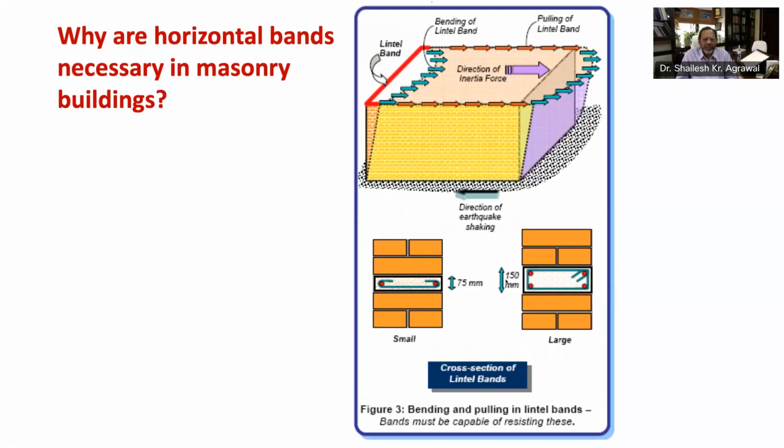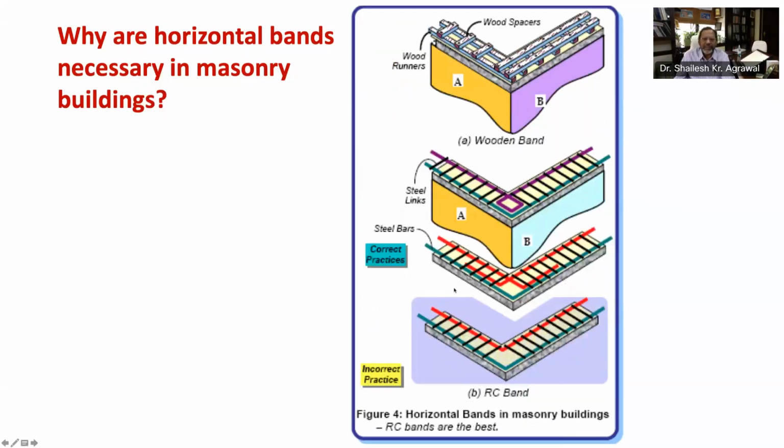Now look at this figure number 3 and understand the design of lintel bands. During earthquake shaking, the lintel band undergoes bending and pulling action as shown here. To resist this action, the construction of lintel band requires special attention. These bands can be of wood or of reinforced concrete or RC. Reinforced concrete bands are the best and are normally of 75 mm to 150 mm depth with reinforcement as per span. Now let's see this figure 4.